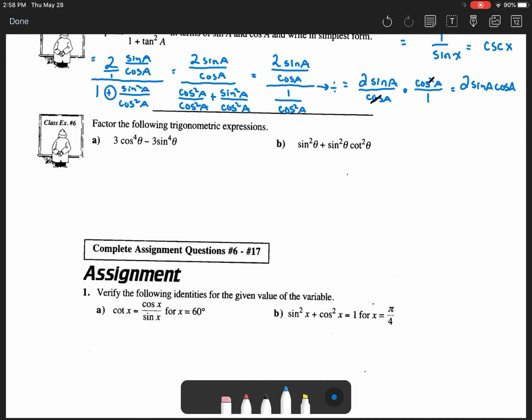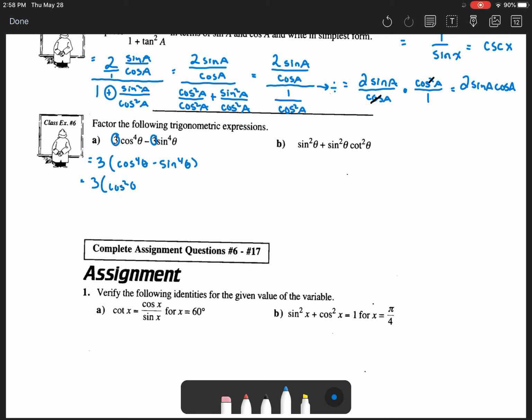Okay, moving on. Now practicing a little bit of factoring here. It says factor the following trig expressions. When you take a look at this first expression, the first thing that we notice is that I have 2 terms and there's a 3 in front of both expressions. So I'm just going to factor that 3 out. This is now cos to the exponent 4 theta minus sine to the exponent 4 theta.